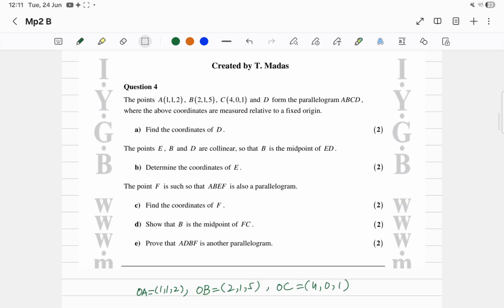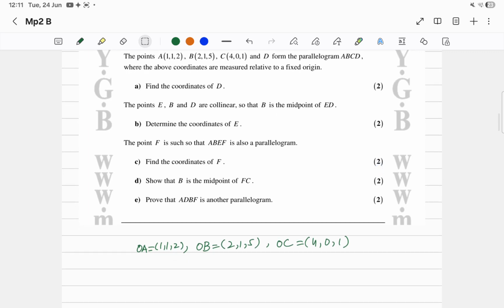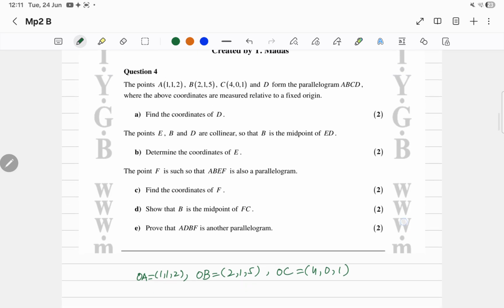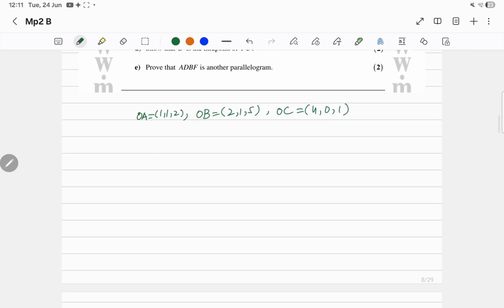Okay, so for part A, we have to find the coordinates of D. If you figure out this situation, let's say this point is O, which is the origin. From the origin we should have the point D. Let's say this point is D. We have point A, the point B, and the point C, and they form a parallelogram.